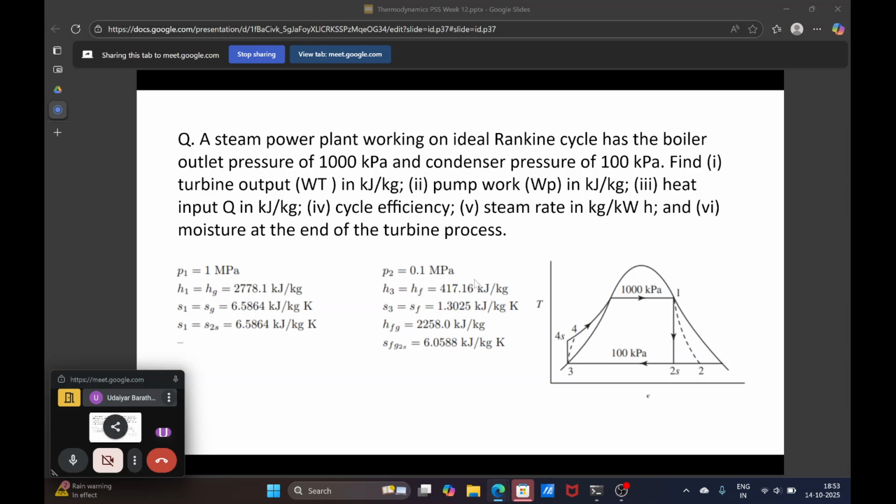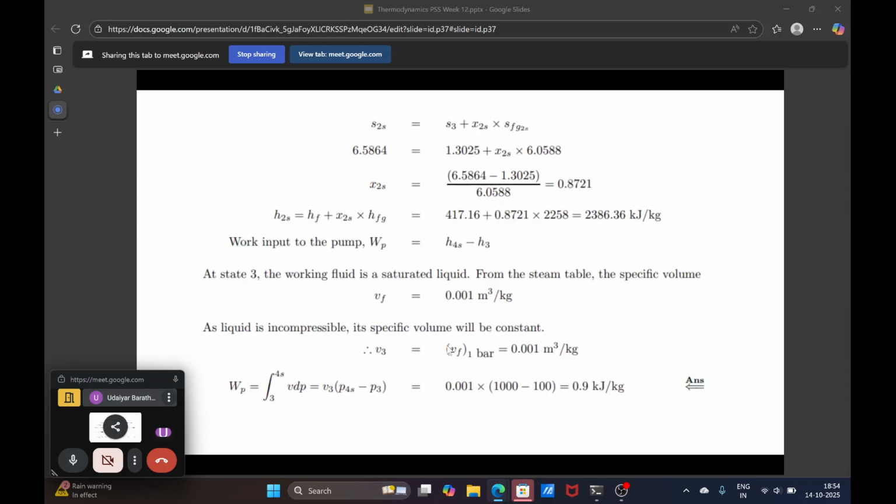There the enthalpy is 417.16 kilojoule per kg and the entropy is 1.3025. The latent heat at 0.1 megapascal or 100 kilopascal is 2258 kilojoule per kg, and similarly the change in entropy from saturated liquid to vapor is 6.0588 kilojoule per kg Kelvin.